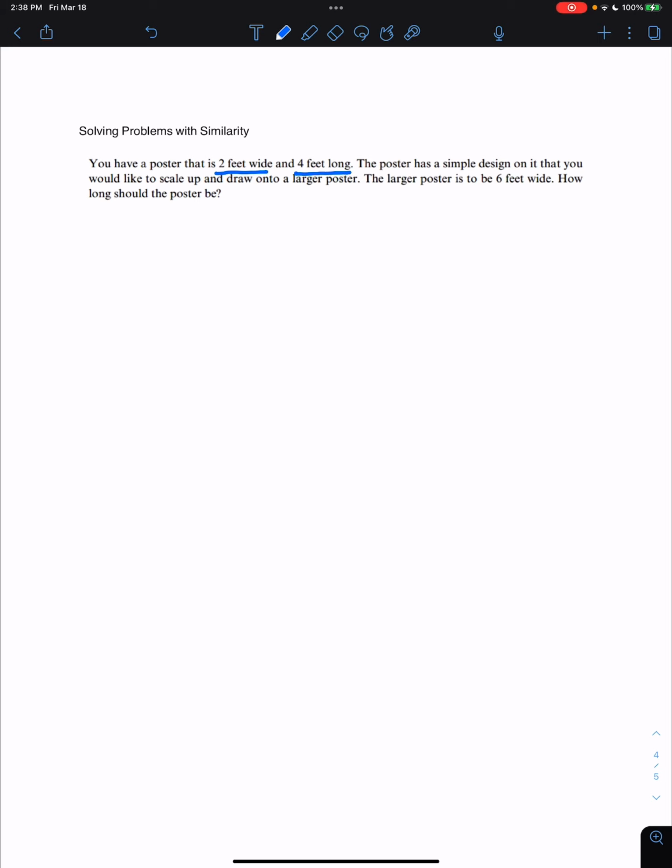Mural artists, for example, do this all the time. So here on our larger poster, we want it to be 6 feet wide now, and we want to know how long will the poster be. So let's use first our scale factor, and then our internal factor methods.